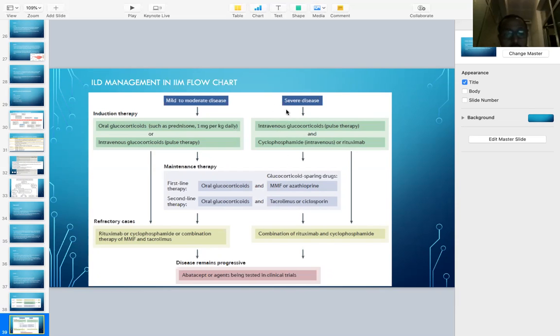For patients with severe disease, intravenous glucocorticoid plus additionally cyclophosphamide or rituximab has to be considered. In patients in whom you use cyclophosphamide, the maintenance has to be switched to either MMF or azathioprine, and on failure of those, you can use tacrolimus or cyclosporine. These are investigational. There is no strong RCT evidence, but a combination of rituximab and cyclophosphamide can be used in severe and refractory disease. You can consider that, or you can use the anti-CTLA-4 agent, which can be considered as well.